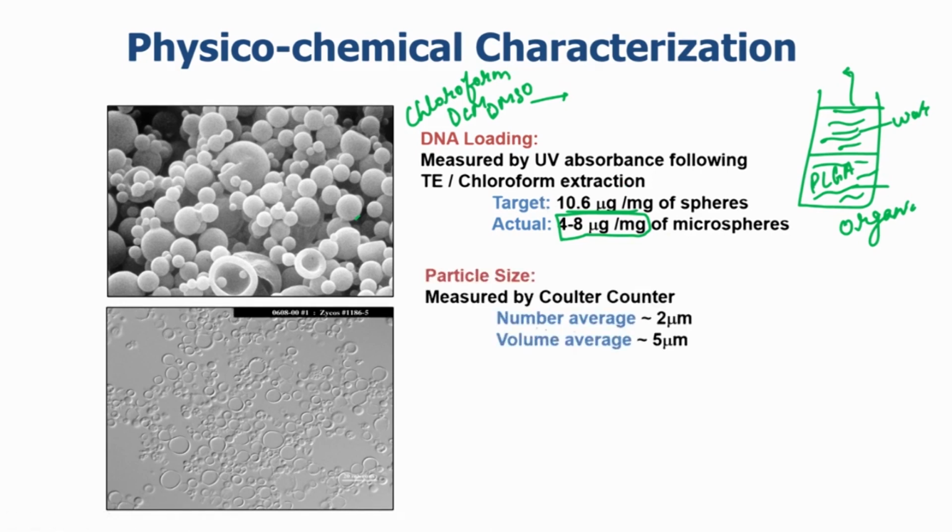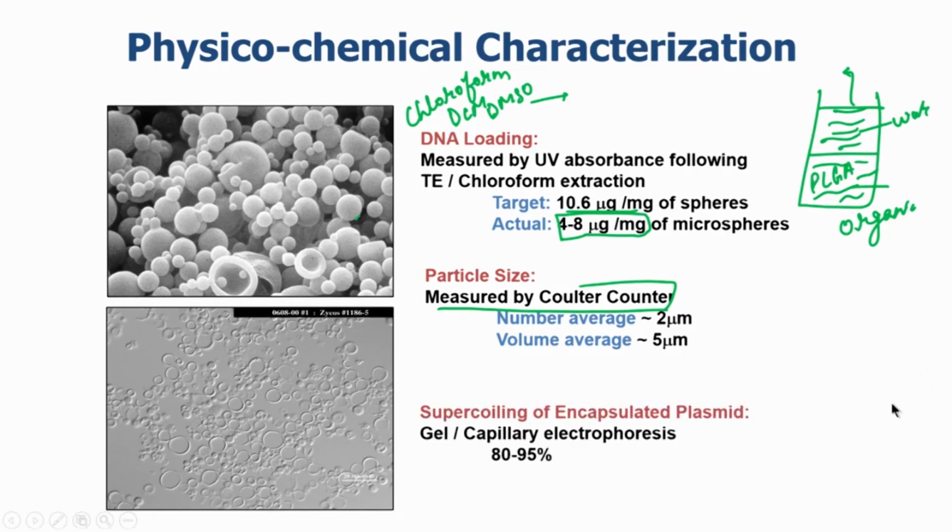Particle size you can measure either by these techniques, or there are other techniques as well, such as Coulter counter, which is a light based technique. And then you can see whether your plasmid is actually in a supercoiled phase. What that means is instead of having a plasmid just like this, it is supercoiled. At the supercoiled phase it is much more stable and much smaller.